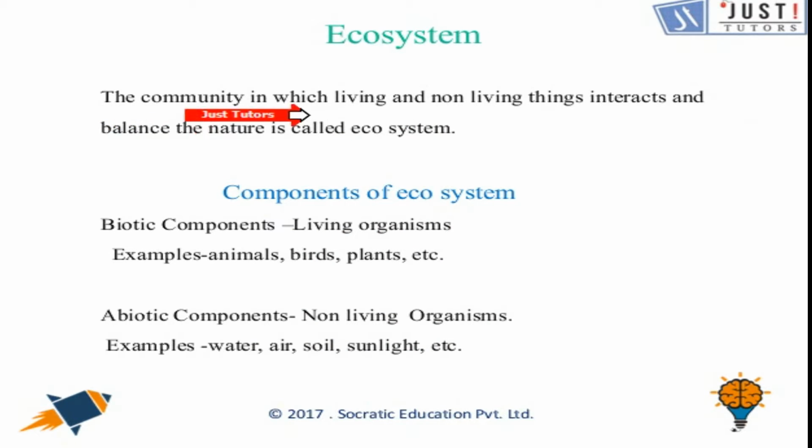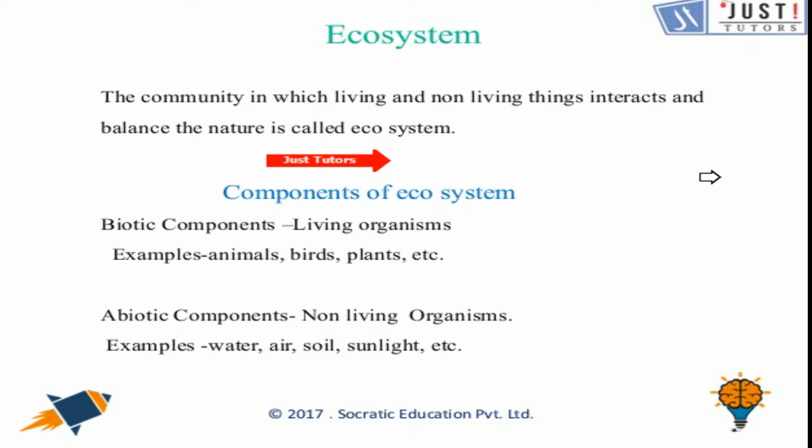The community in which living and non-living things interact and balance nature is called an ecosystem. An ecosystem basically has two types of components. The first one is biotic and the next one is abiotic. All living beings make up the biotic component of an ecosystem, for example animals, birds, plants. And talking about abiotic components, all the non-living things make up the abiotic component of any ecosystem, for example air, water, soil. These are a few examples of abiotic components.